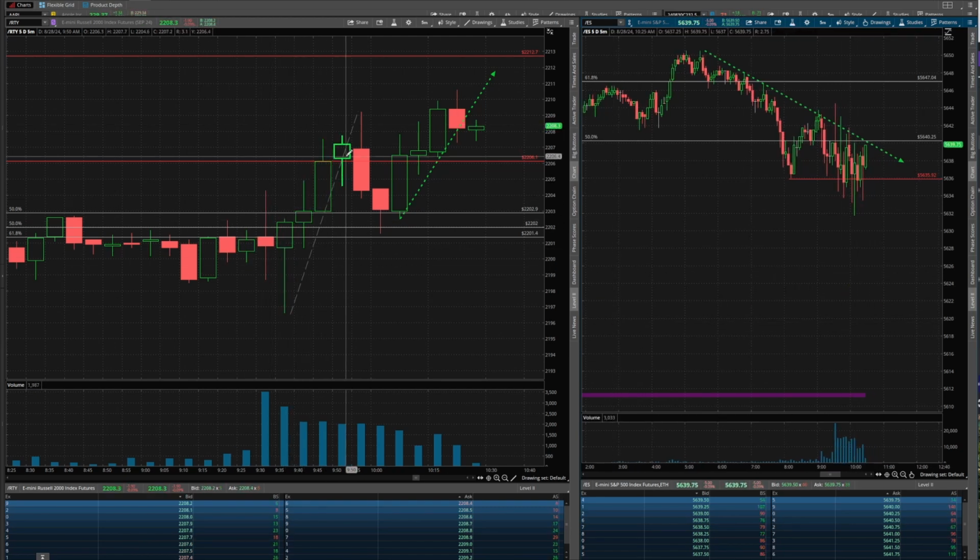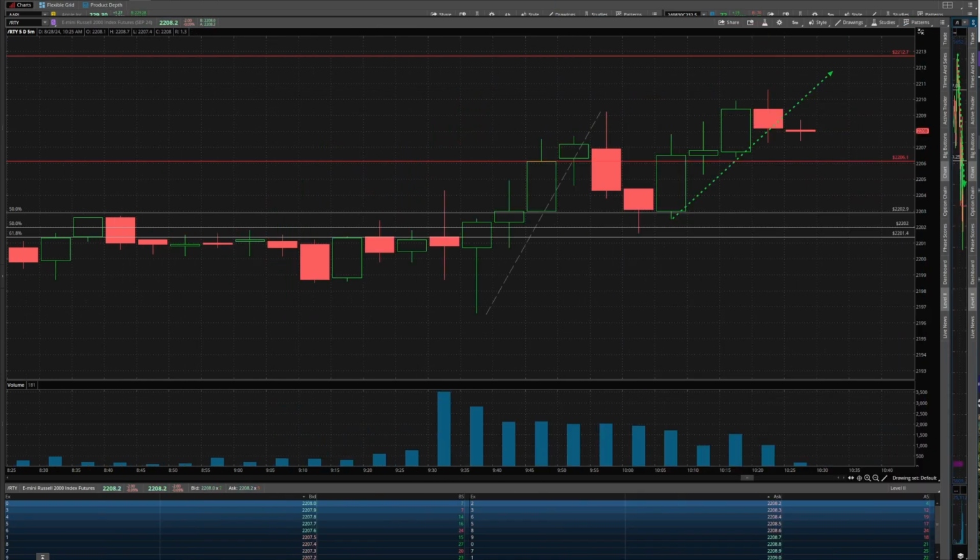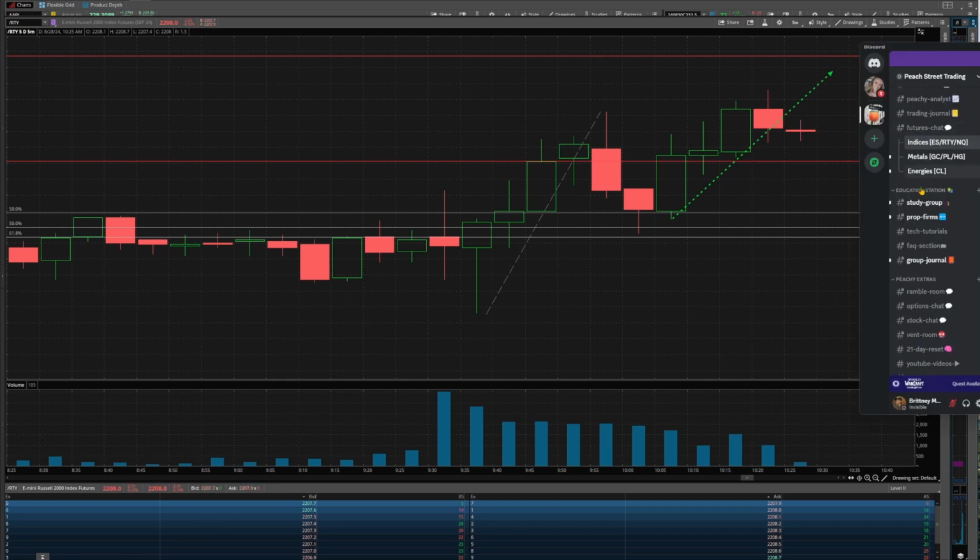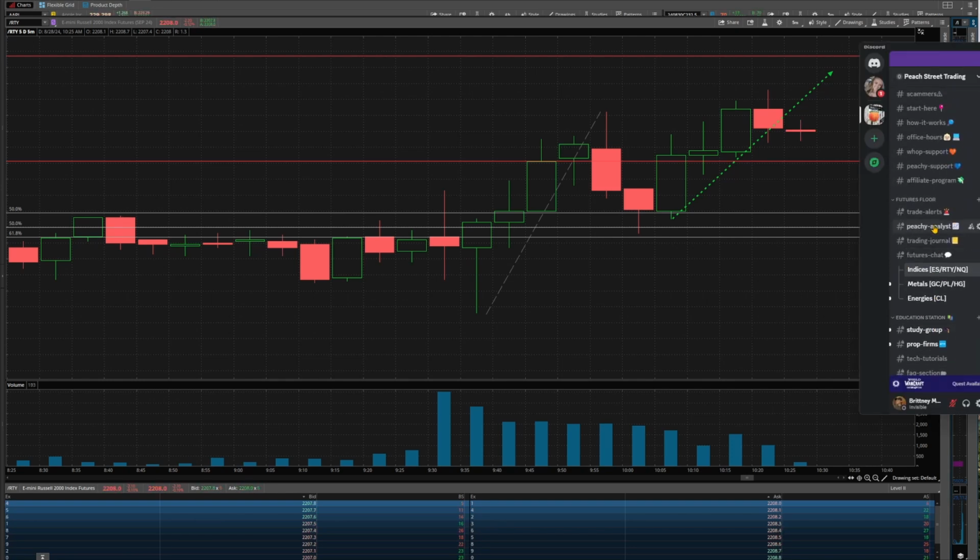RTY had a nice strong open. ES was really choppy. So that's when I saw some strength start to move into RTY and why I started to look to go long. So RTY, for this trade this morning, this is what I posted. We're also going to cover some candlestick lessons in here as well that are really important. So make sure you watch this all the way through.